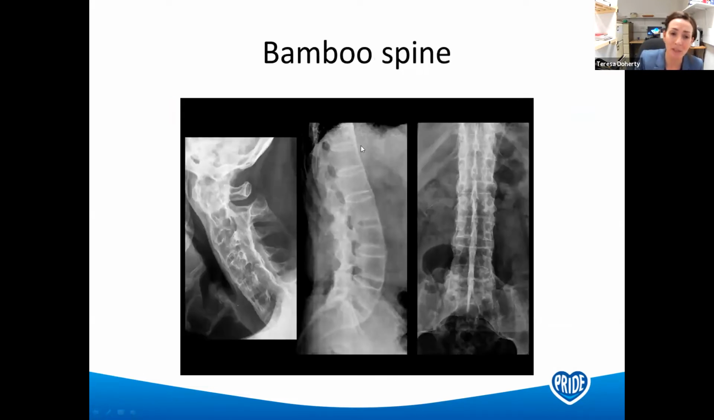Bamboo spine, of course, is the end result of joined up syndesmophytes. There's very little movement when you've progressed to that. And that's really the goal of treatment. We really shouldn't be seeing these types of x-rays anymore in young people.